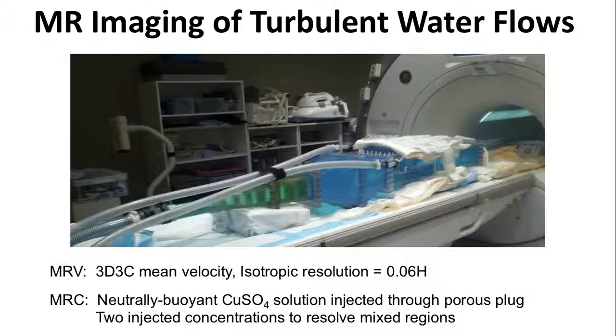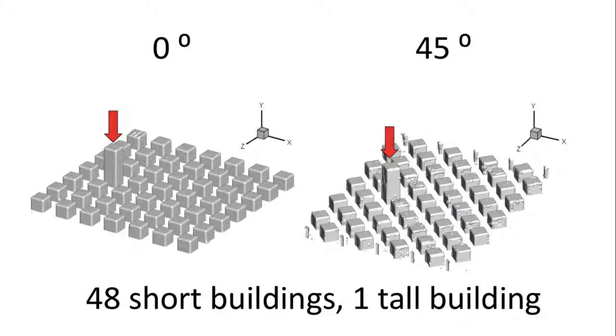For the MR velocity measurements, we could get 3D, three-direction mean velocity vectors with an isotropic resolution of 0.06h. For the contaminant dispersion, we use a neutrally buoyant copper sulfate solution injected through a porous plug within the water channel, as you can see above, with 2 levels of injected concentrations to resolve mixed regions. This imaging technique involves putting a water channel through the MRI machine to get the 3D measurements of the velocity as well as the contaminants.